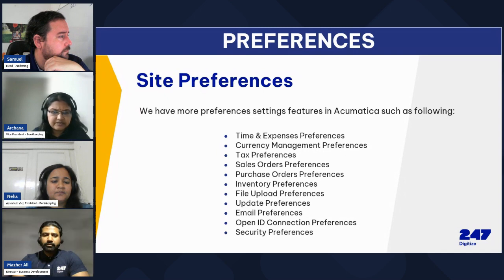We have more preference settings in terms of features in Acumatica, such as time and expenses, currency management, tax preferences, sales orders, purchase orders, inventory, file upload, update, email preferences, OpenID connection, and security preferences.